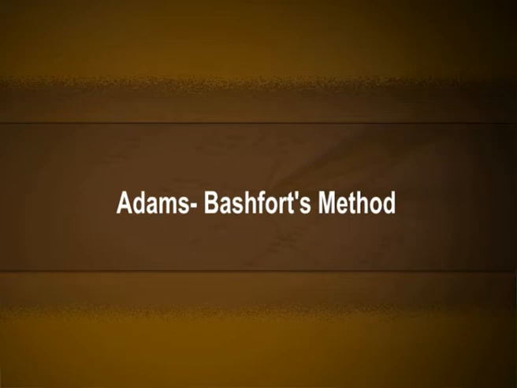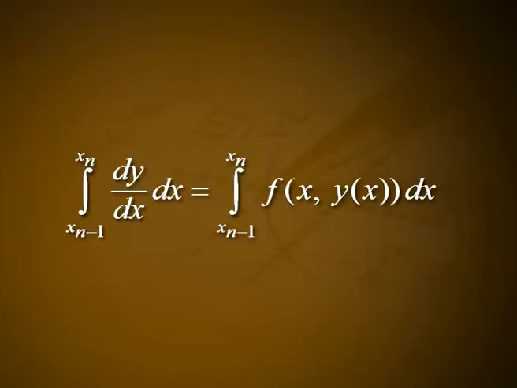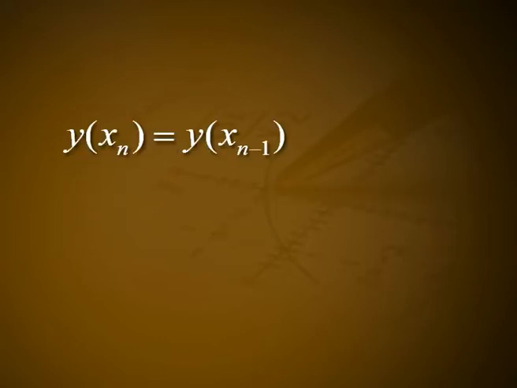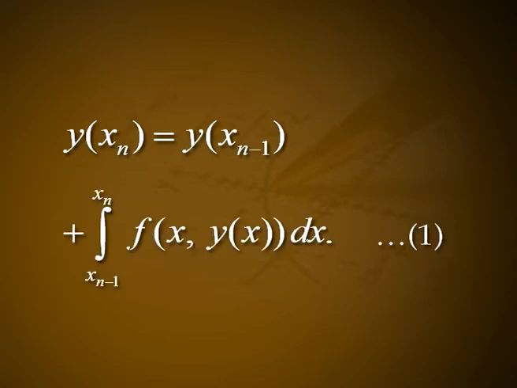Adams-Bashforth's method. By formally integrating the differential equation y' = f(x, y) on the interval [x_{n-1}, x_n], we obtain the integral from x_{n-1} to x_n of dy/dx equal to the integral from x_{n-1} to x_n of f(x, y(x)) dx, or y(x_n) = y(x_{n-1}) + integral from x_{n-1} to x_n of f(x, y(x)) dx. Let it be number 1. The above is an integral equation.